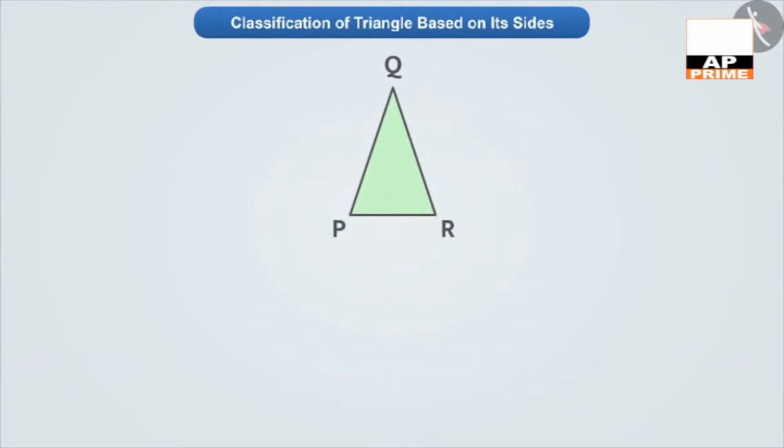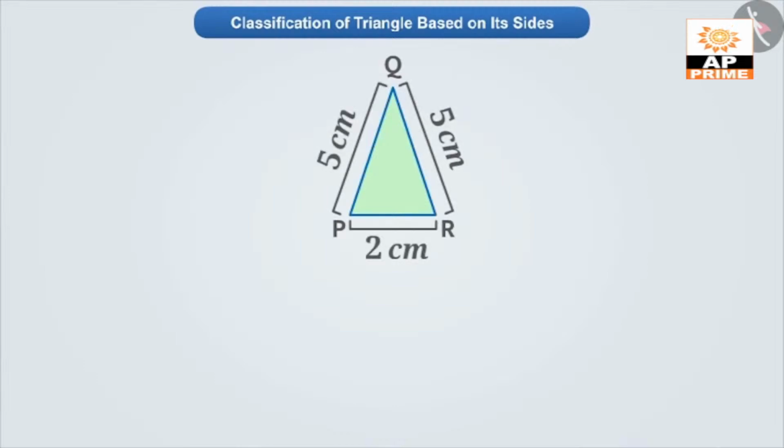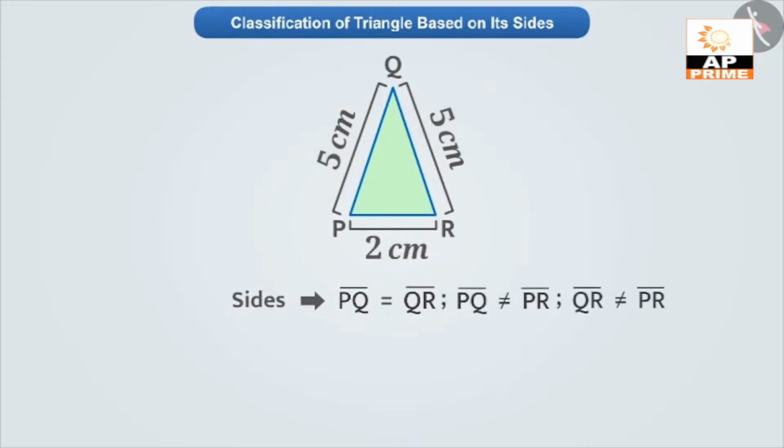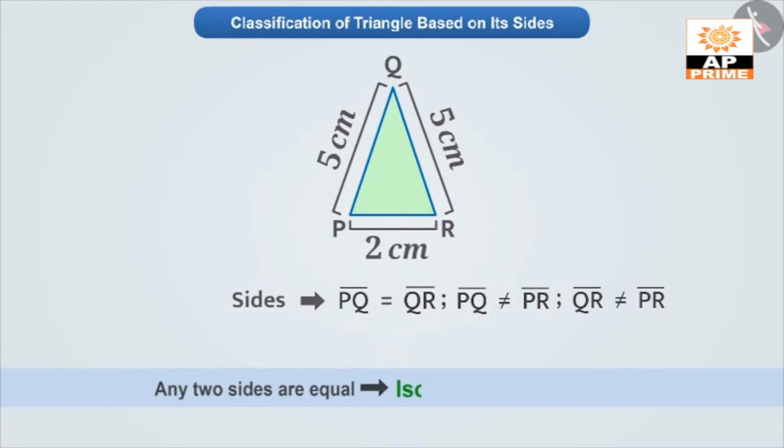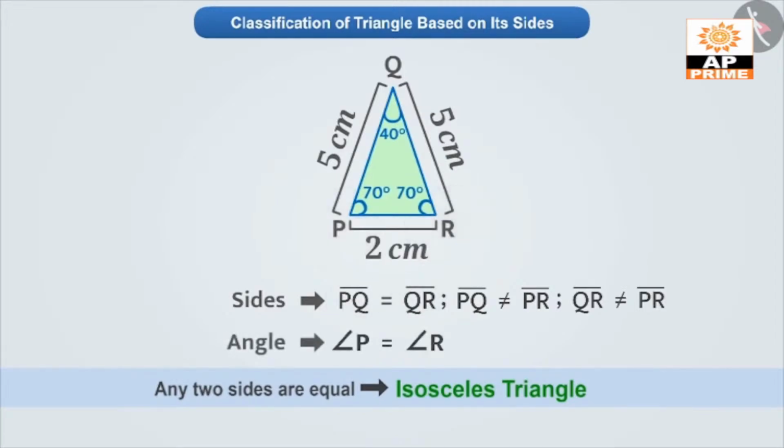Now look at this triangle. If we take the measurement of its sides, then we find that 2 of its sides are equal and the third side is not equal to the other 2 sides. A triangle whose any 2 sides are equal is called an isosceles triangle. If we measure its angles, then we will know that the angles opposite to equal sides are also equal. This means that 2 sides and 2 angles of an isosceles triangle are equal.